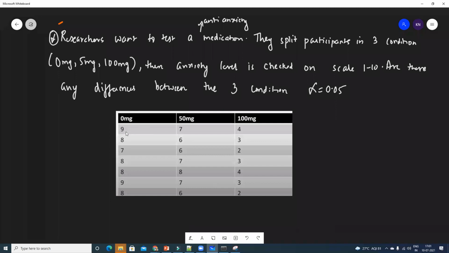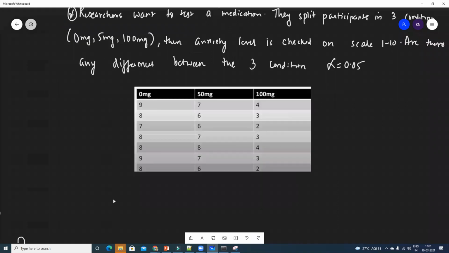So by giving 0 mg, this was the anxiety level. By giving 5 mg, and remember, this is for person 1, I guess. This can be for person 1, person 2, person 3, person 4, person 5, person 6, person 7. Okay. And alpha is 0.05. Now I hope everybody understood the question. Yes or no?